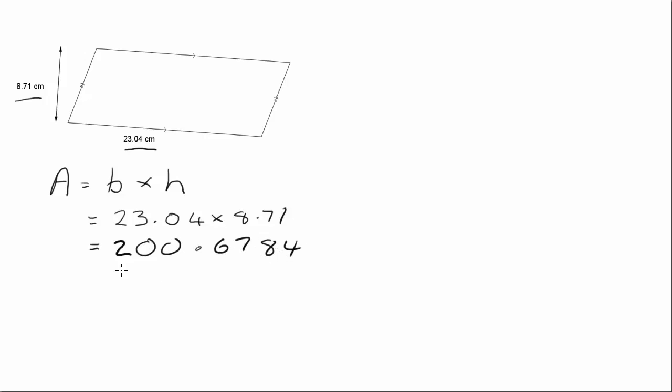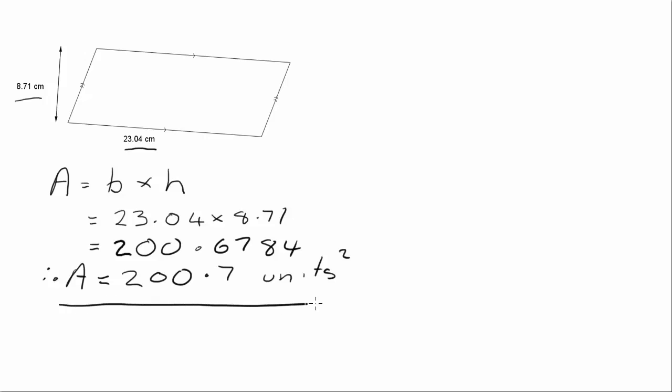200.6784 square units, and we'll round that off to one decimal place, so our area will be 200.7 square units. So in summary, we'll just put therefore the area is 200.7 square units.